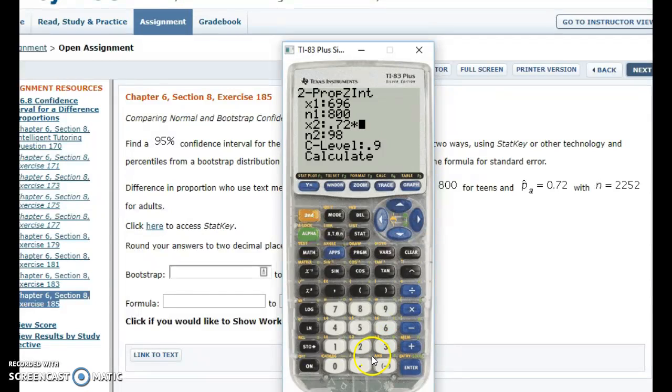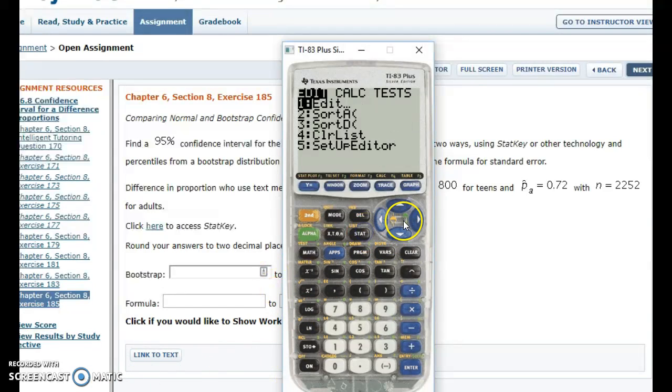0.72 times 2252. Okay, I'm going to have to round that. And so I'm going to get probably a little bit of rounding error right there. So 1621 out of 2252. And we want a 95% confidence interval, so I'll change that to 95. And come down and say calculate. Okay, so 87, 70, yeah, a little bit lower. There we go. So between 12 and 18%.